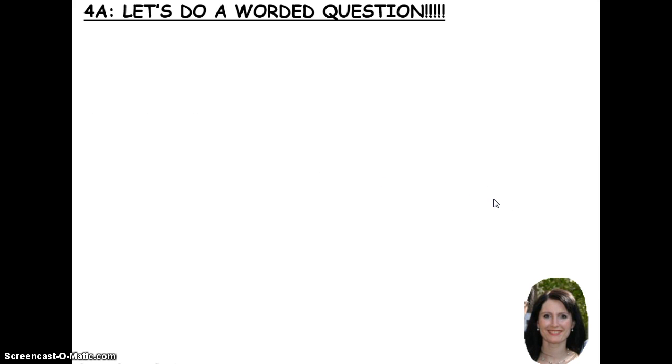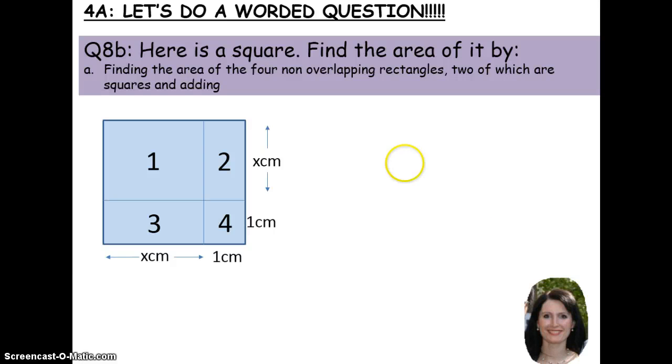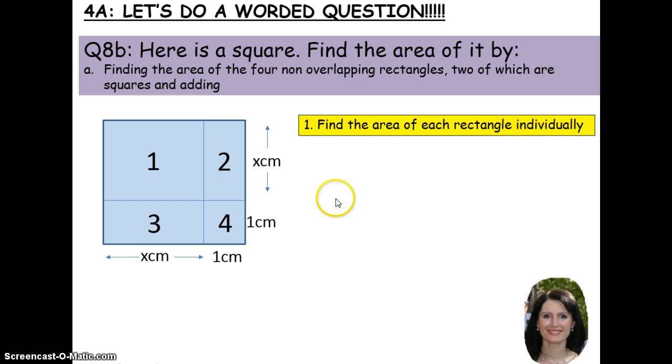Let's do a worded question. Here's a square. It's got 4 parts to this square, and they're telling us that they want us to find the area of the square by finding the area of the 4 non-overlapping rectangles and adding them together. Let's have a look at each rectangle individually. Number 1 is x times x, which is x squared centimetres squared.